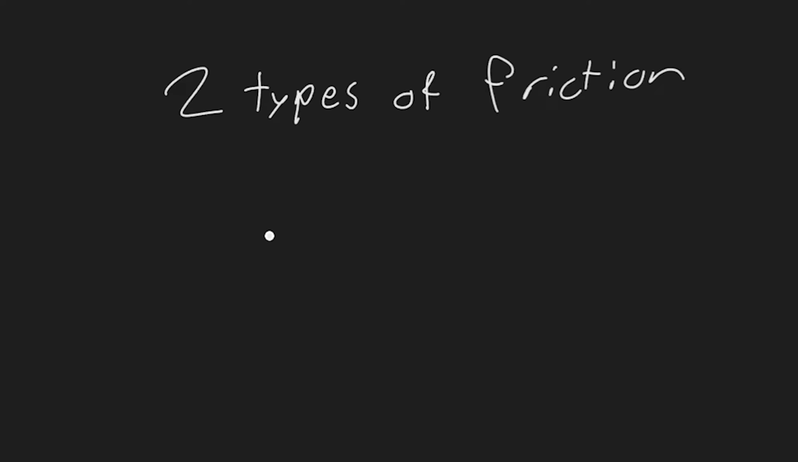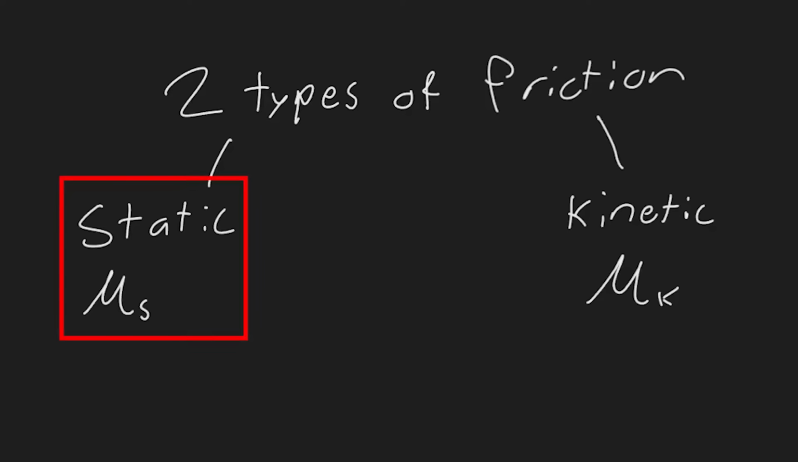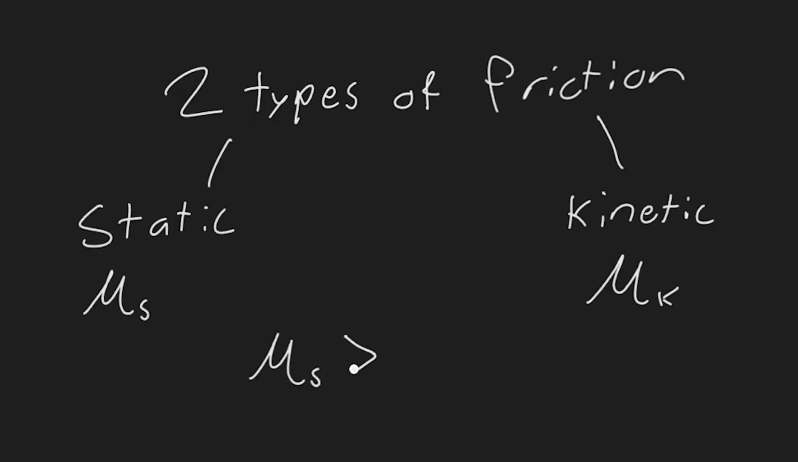There are two types of friction, static friction and kinetic friction. If an object is at rest, we use static friction. And if it's in motion, we use kinetic friction. In the previous example, it was kinetic friction. Static friction should always be greater than or equal to kinetic friction on a surface that doesn't change. And there shouldn't be a huge difference between them either.